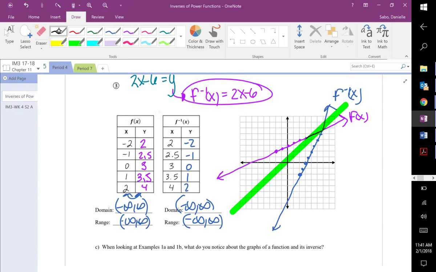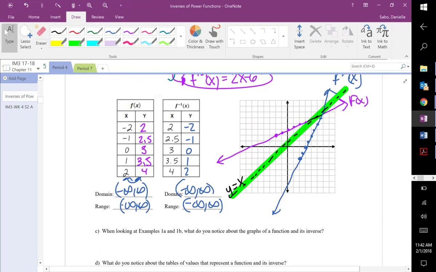Y equals x. So I want you to actually draw that in. If you have a highlighter, great. If not, maybe put a dotted line there so that you know. It's literally just right through the origin. You go up one, to the right one, up one, to the right one. That's the slope of it. That's what it's symmetric about. So it's symmetric about y equals x.